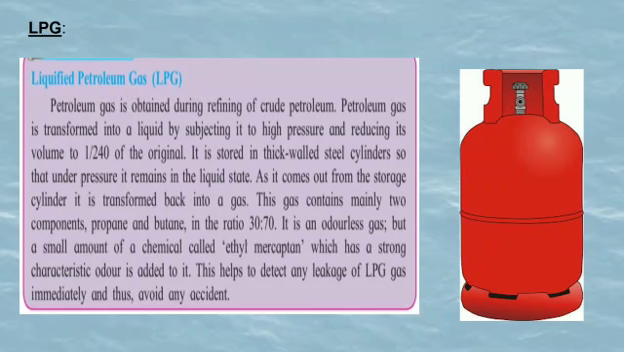This gas contains mainly two components, propane and butane, in the ratio of 30 by 70. It is an odorless gas, but a small amount of a chemical called ethyl mercaptan, which has a strong characteristic odor, is added to it. This helps to detect any leakage of LPG gas immediately and thus can avoid any accident.